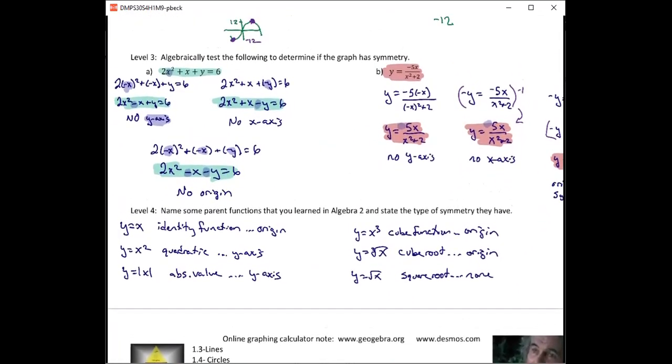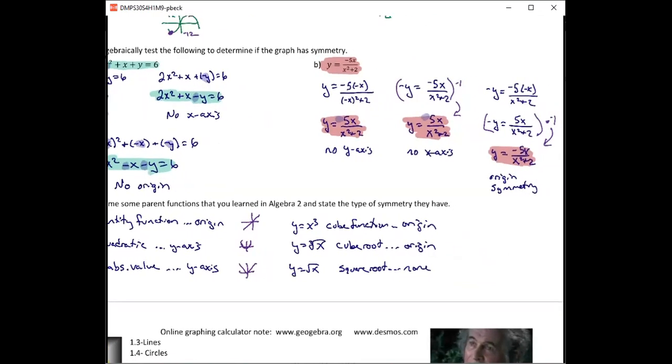And last but not least, I just wanted to see, can you remember some different parent functions that you learned in Algebra 2? I just have a list of the different parent functions. This is not an extensive list, but y equals x looks like that. Y equals x squared, we could see that symmetry. Y equals the absolute value of x, we talked about that one earlier. Y equals x cubed has that basic shape. The cube root function is what's called the inverse. We're going to learn about that this year. And then the square root function doesn't have any symmetry just because we only have a portion of it. It's not over both sides.